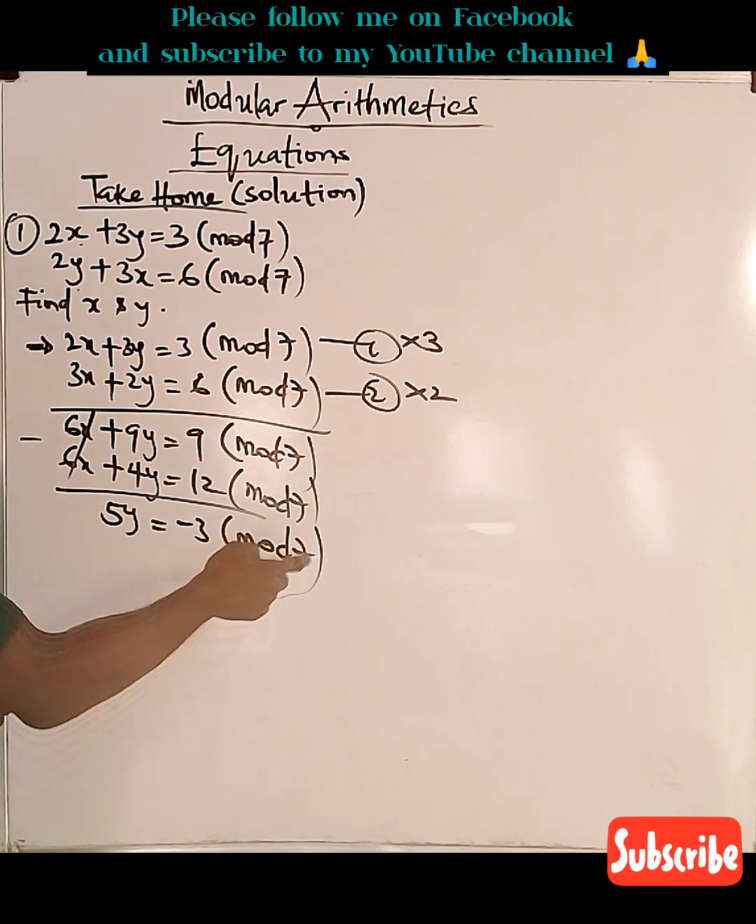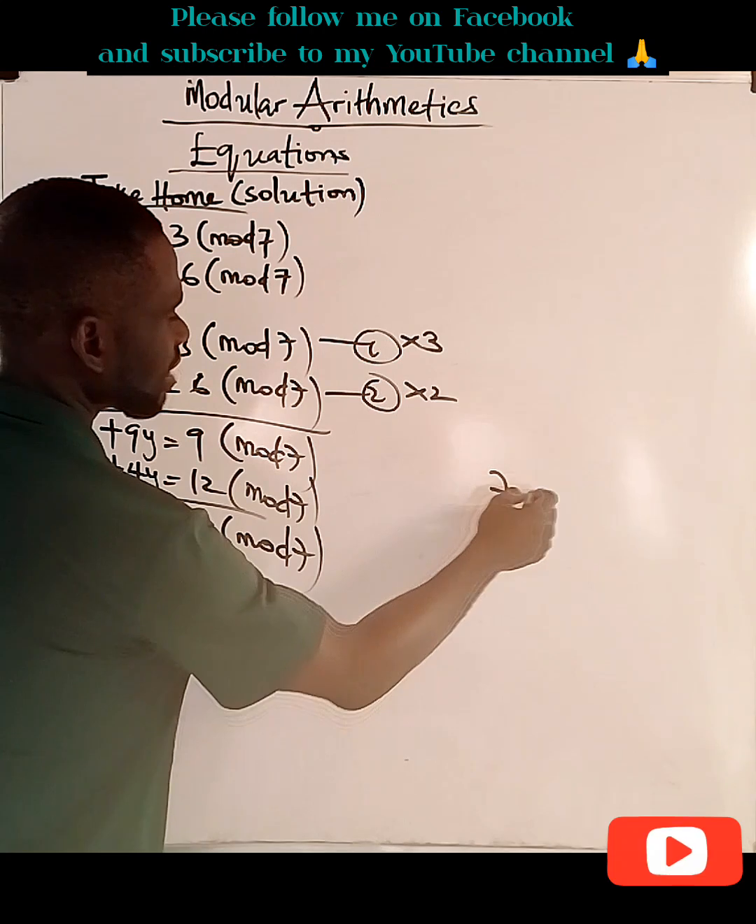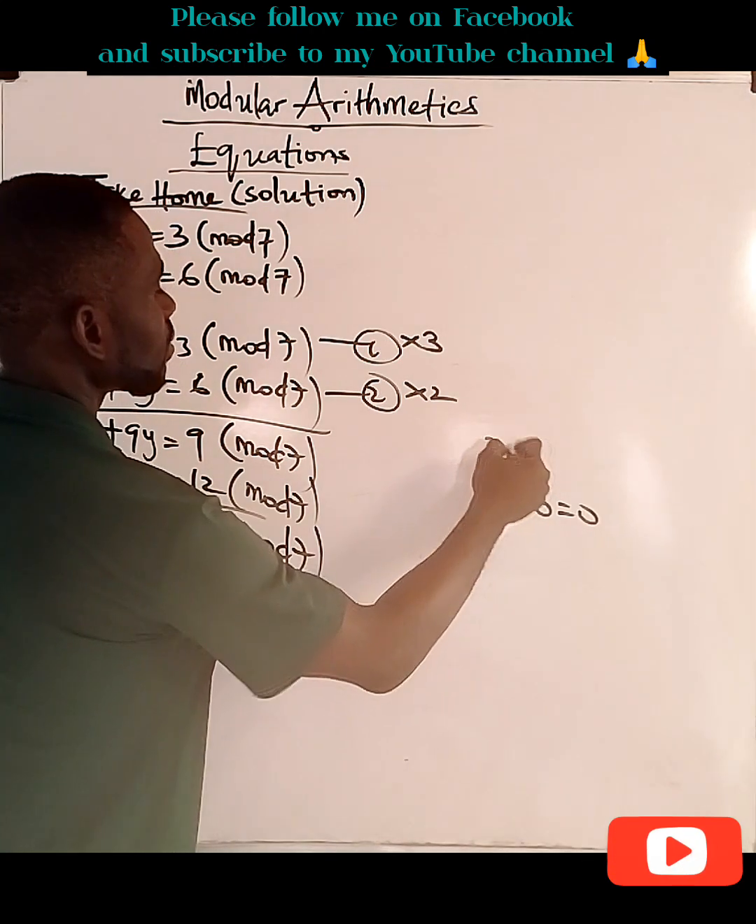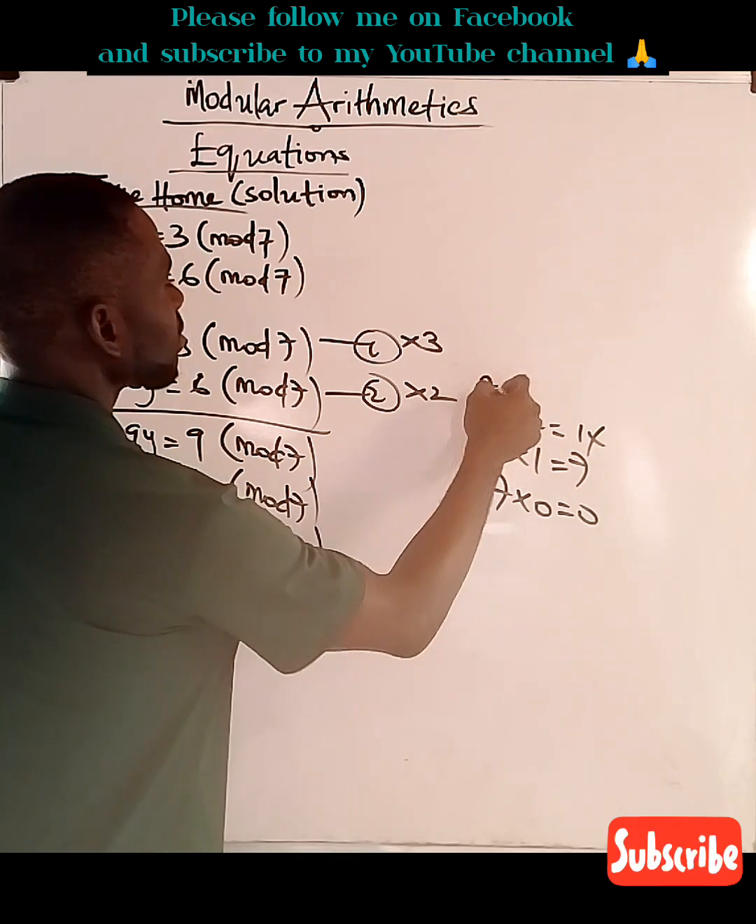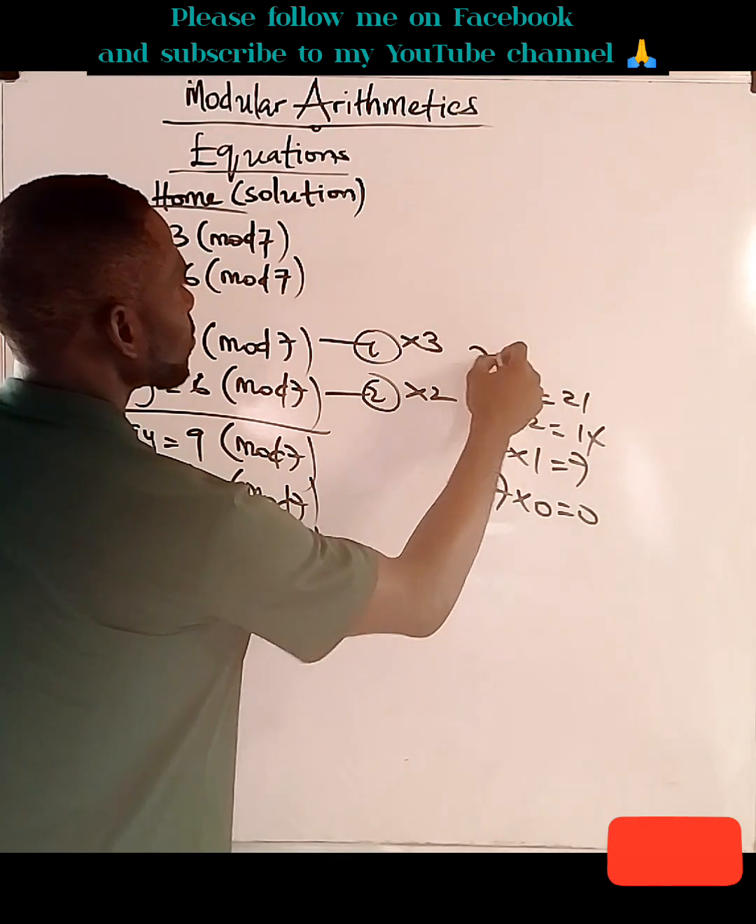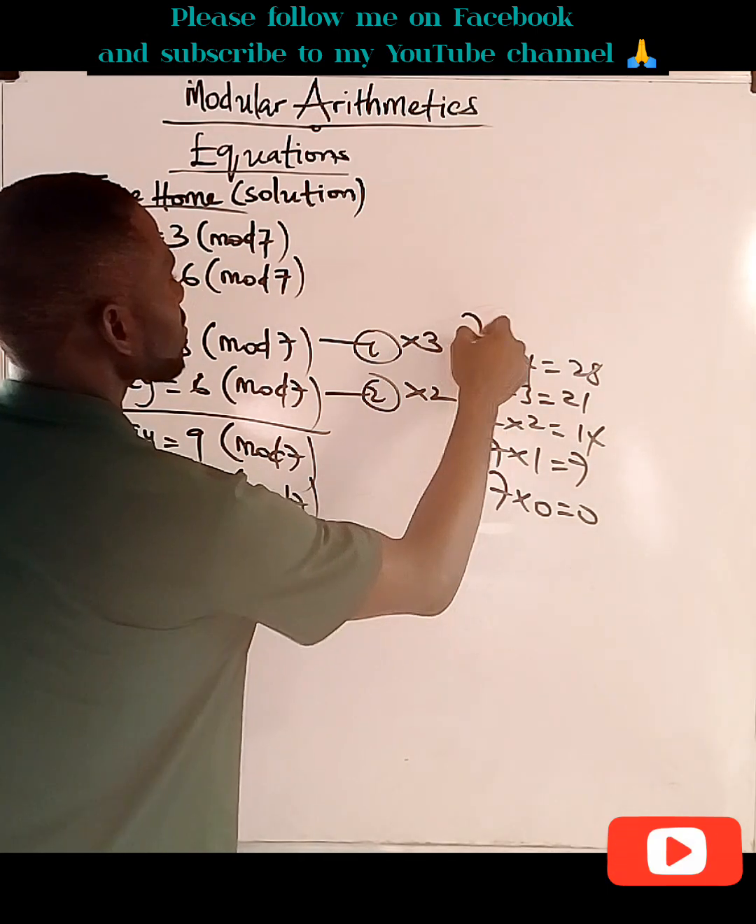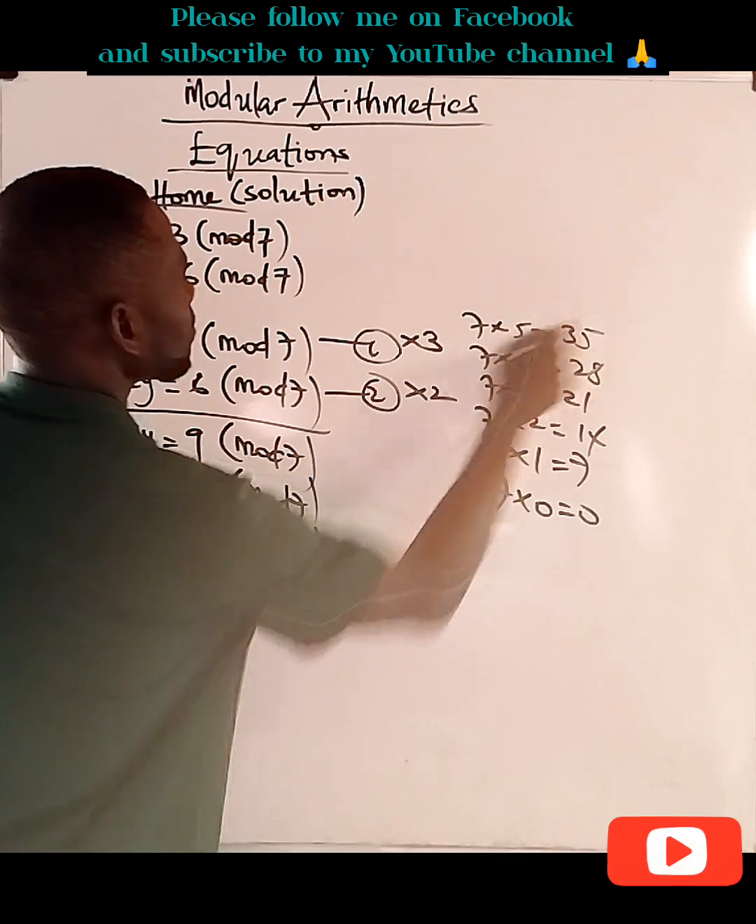So what do we do next? We're going to create a table for 7. We're going to get the multiples of 7. So 7 times 0 will give us 0. 7 times 1 is 7. 7 times 2 is 14. 7 times 3 is 21. 7 times 4 is 28. 7 times 5 is 35.